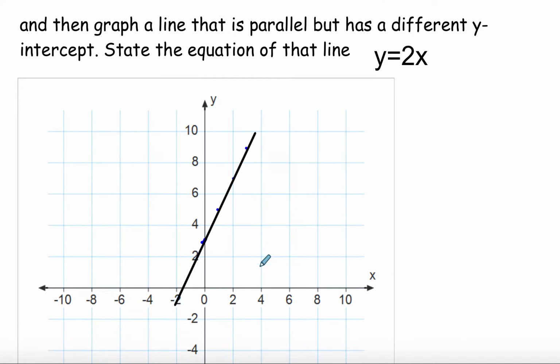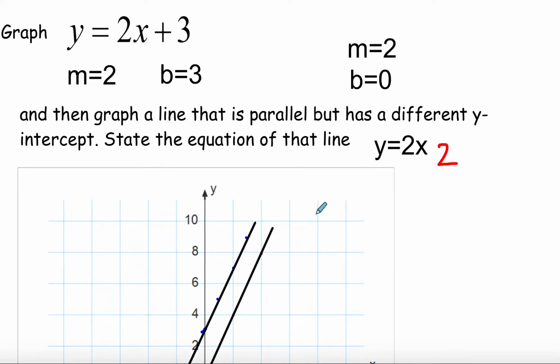So I'm going to go down to 0, change colors again, put my dots, go up 2 over 1, up 2 over 1, up 2 over 1, up 2 over 1, and connect my dots. And there we go, parallel lines. Okay, I should have labeled these graphs. We'll call that 2, 2, and this one 1, 1.